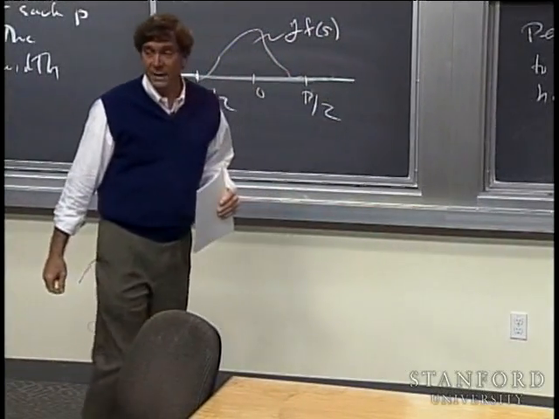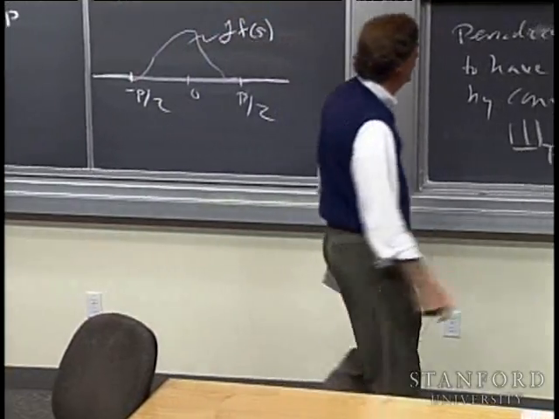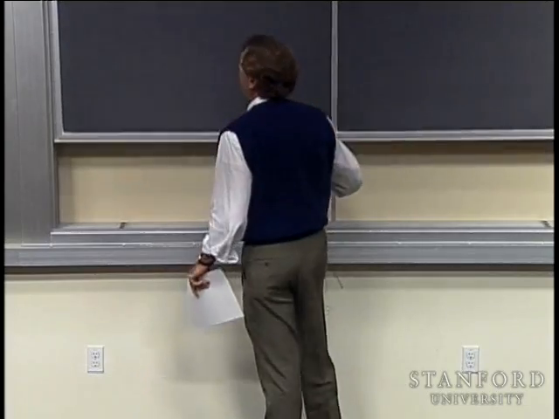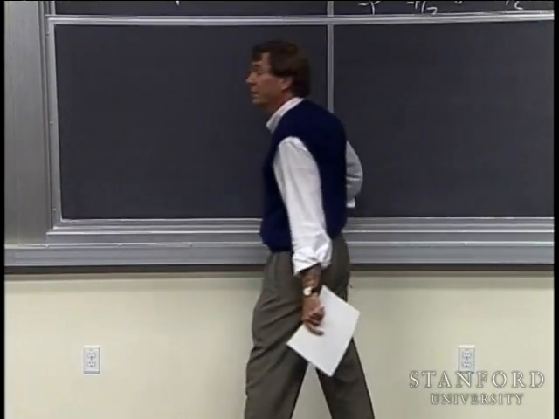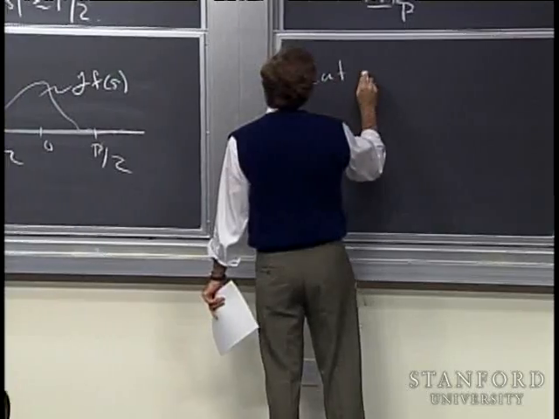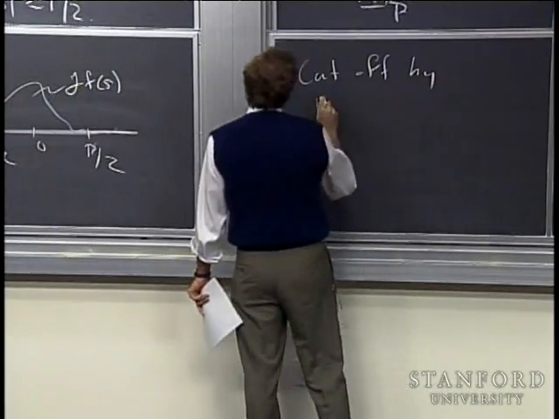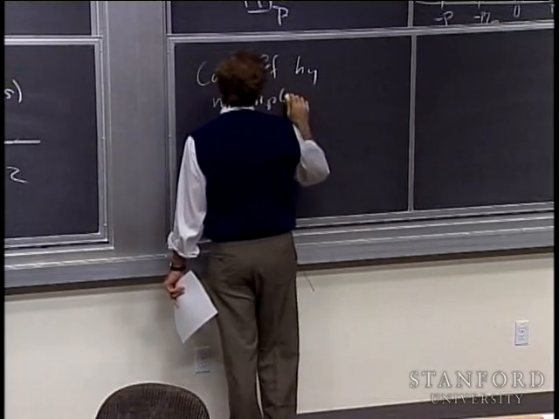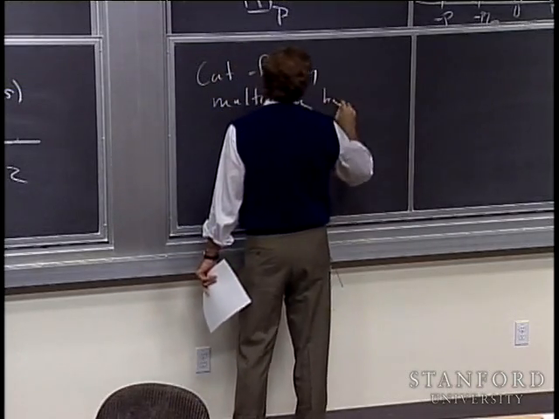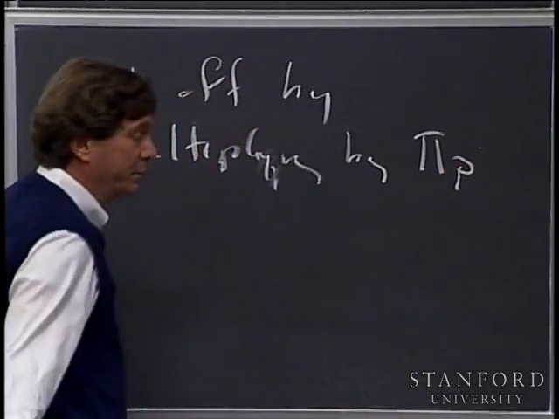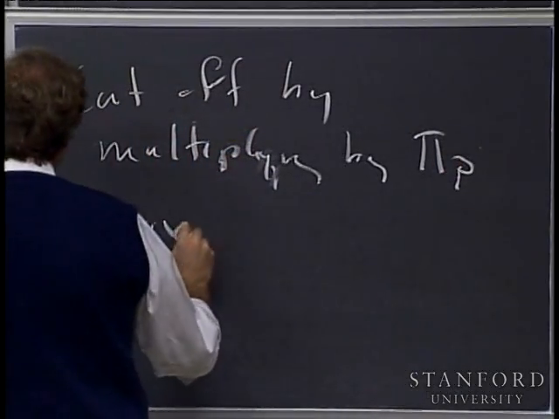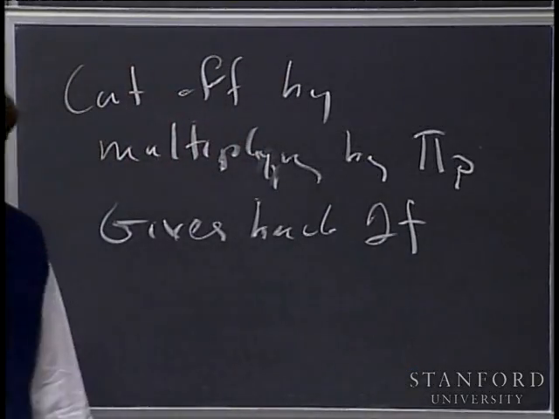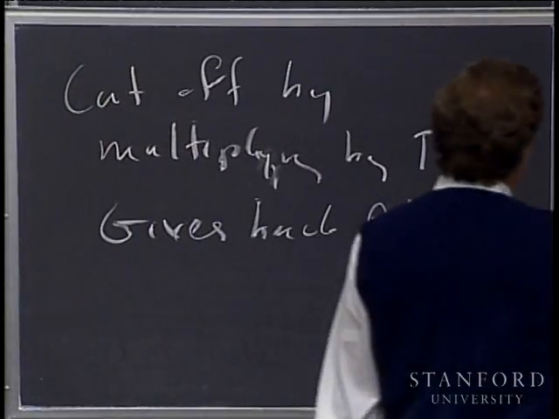And then the main trick is to cut off. You cut off by multiplying by the rectangle function of width p, and that gives you your original Fourier transform back, because nothing is overlapping there, because you periodize and cut off.